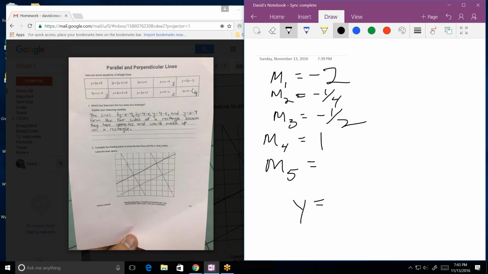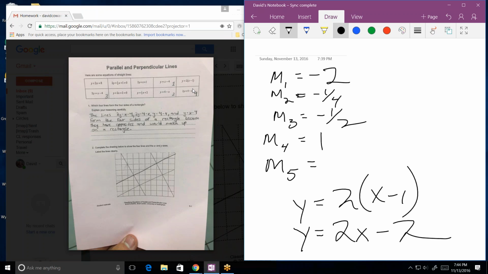Negative. Distribute this. What do you get? Y. You know what I mean by distribute it? Yeah. Okay. Y equals 2x minus -2, minus the -2, -2.